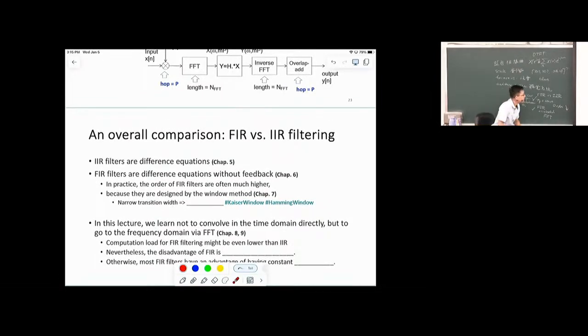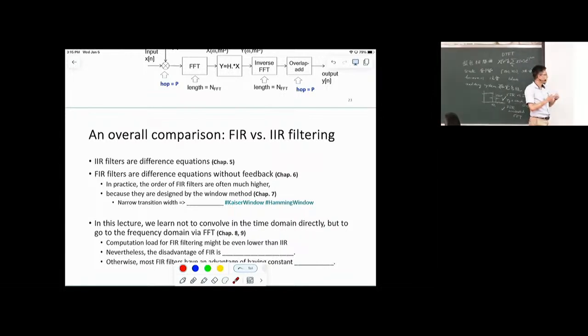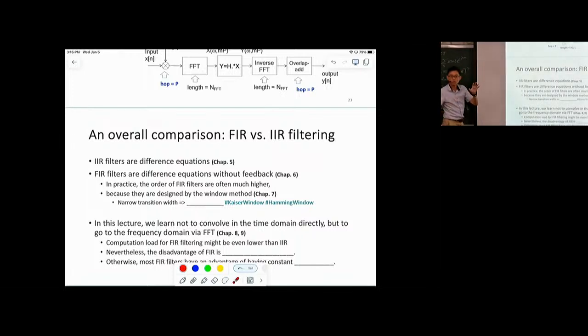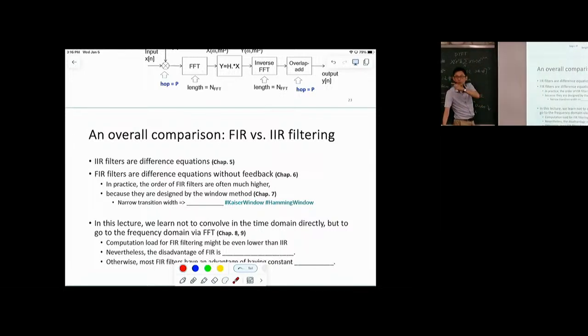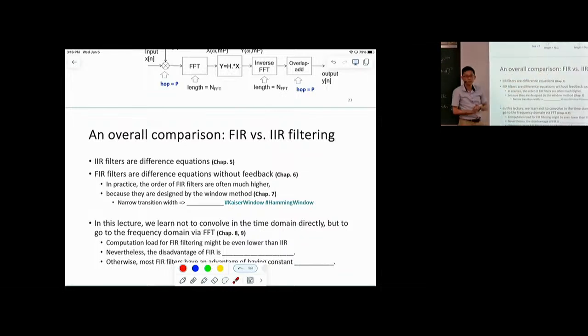So here I present an overall comparison of FIR versus IIR filtering. Sometimes in learning we can't see the forest for the trees. When we focus too much on individual trees in the forest, sometimes we lose the overall picture. So thank you for sticking with me till this final moment. I really want to share with you the overall picture for the entire semester. What have we learned? We learned to design FIR and IIR filters. Basically, that's all we learned for the entire semester.